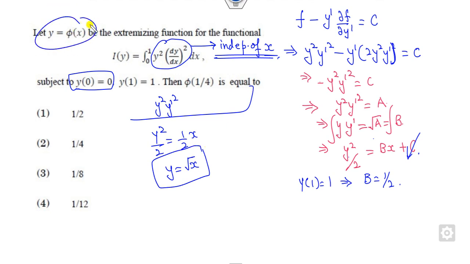Now you can see what is the value of y. 1 by 4 plus minus 1 by 2. That is the right answer. Rest all options are cancelled.